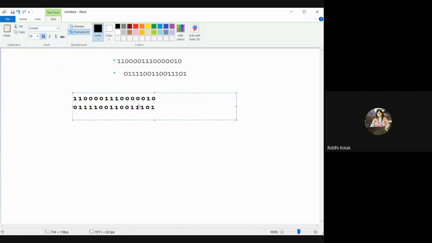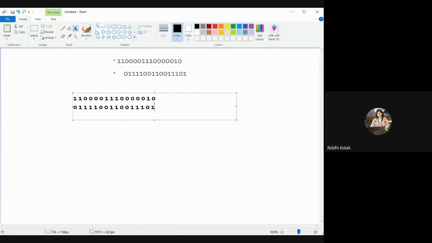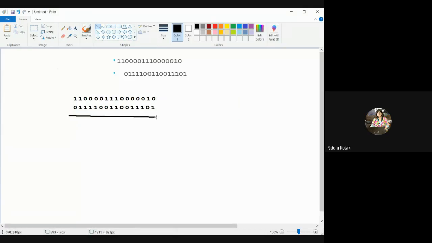Right, so this is a given input. Next, the first step: we will start adding from the LSB. That means you have to start with these two bits. Simply, you have to do additions.